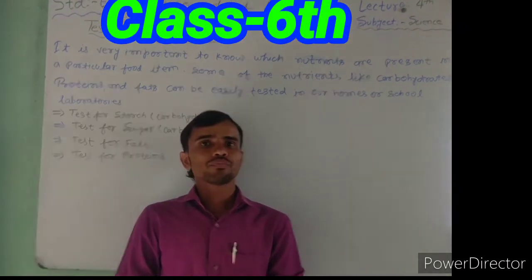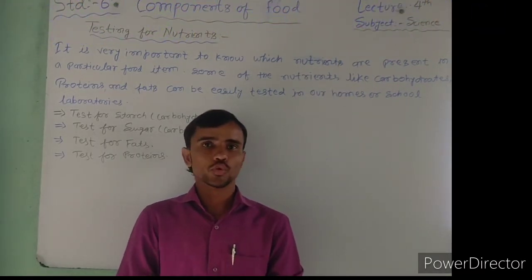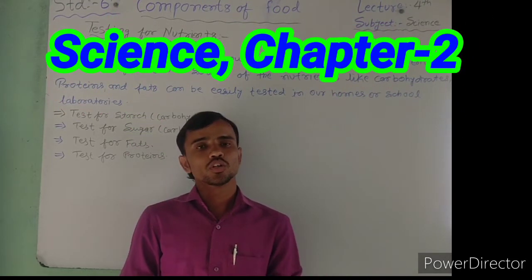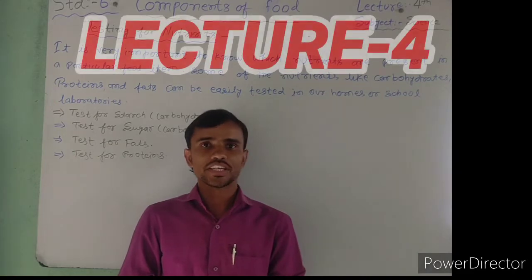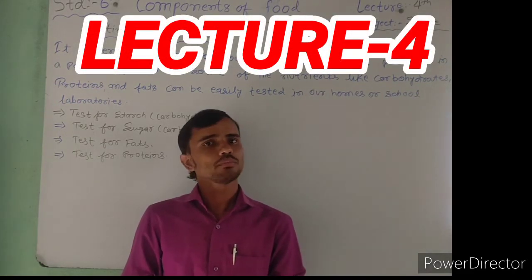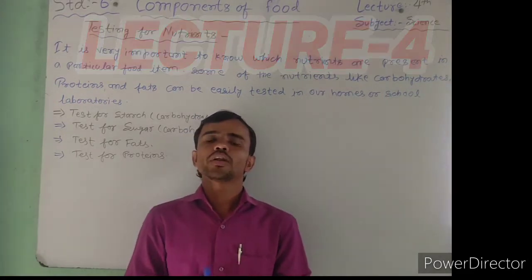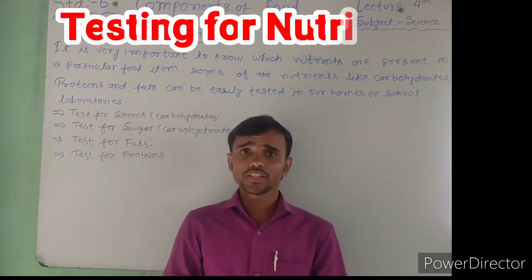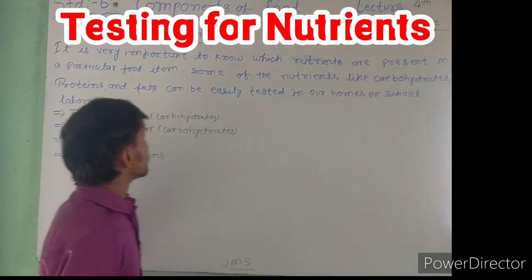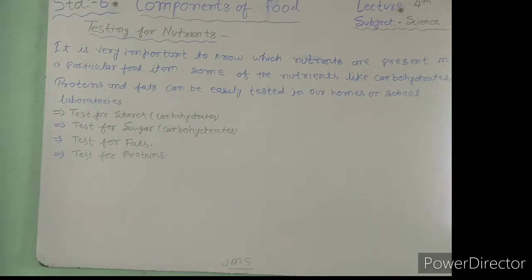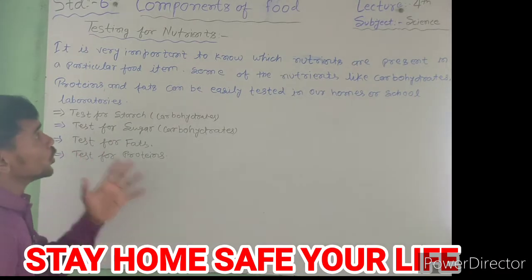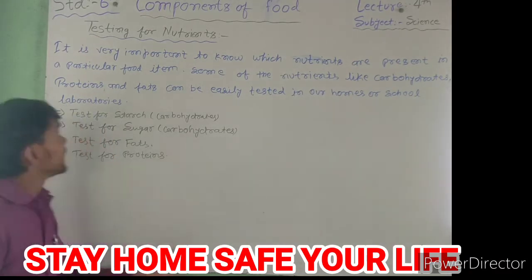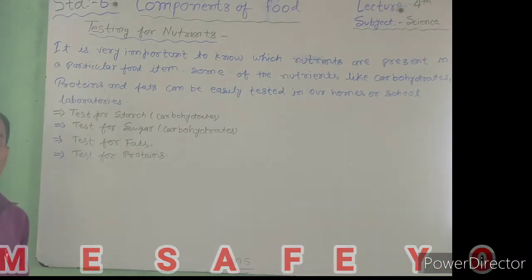And you also know Science 6 class is going on. Today we are discussing our topic, testing for nutrients, in Chapter 2, Components of Food. On the board you see testing for nutrients. It is very important to know which nutrients are present in particular food items.